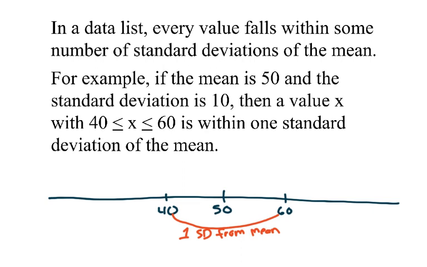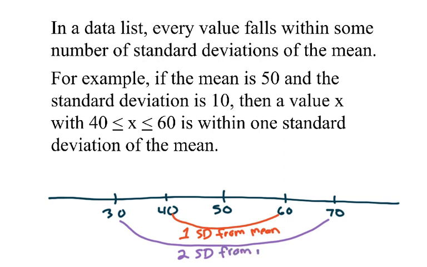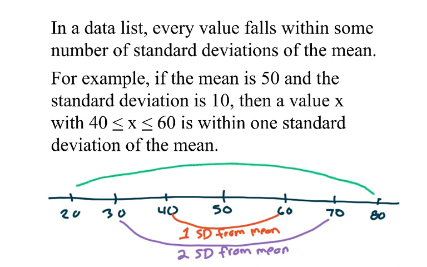If I go another standard deviation, so if I add 10 and subtract 10, here any data between 30 and 70 is within 2 standard deviations from the mean. And I can do this however many times I want. I can do it again. So between 80 and 20. I'm running out of room on the bottom. So any data between 20 and 80 is within 3 standard deviations from the mean. And I can do it again, but then I'll run out of room.